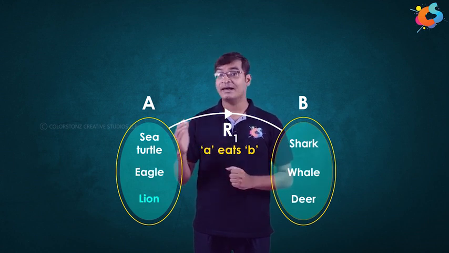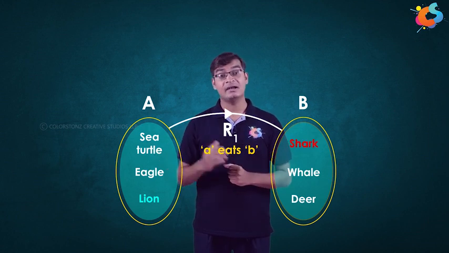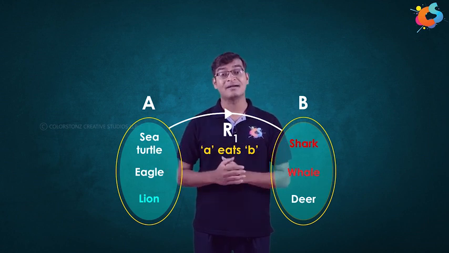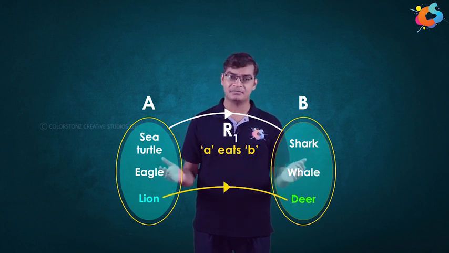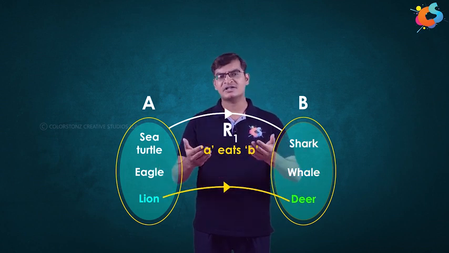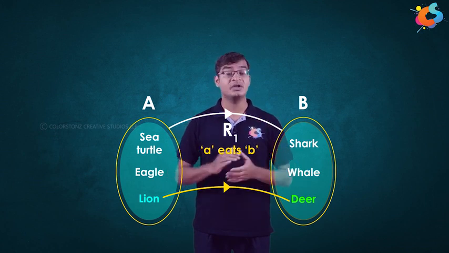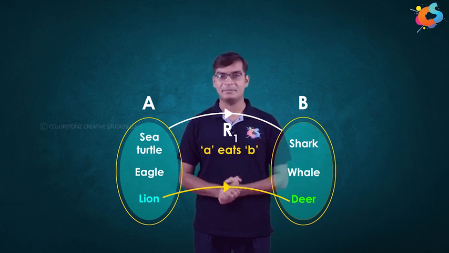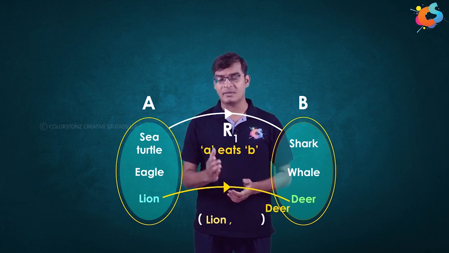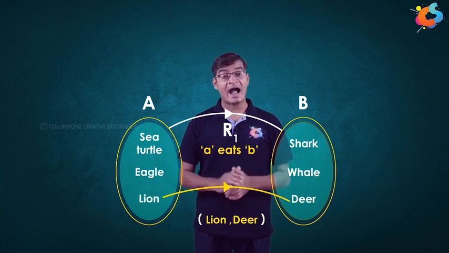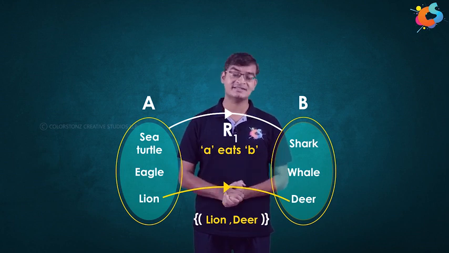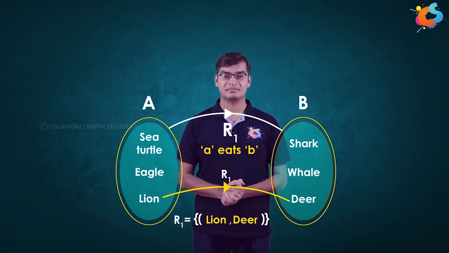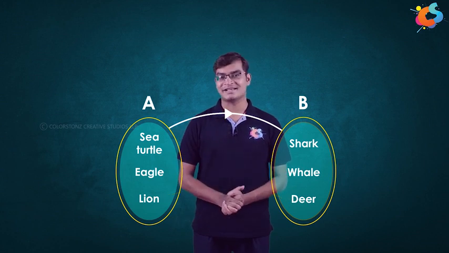And lion does not eat shark, lion does not eat whale, but lion eats deer. So therefore, lion to deer. Mapping will be there, and corresponding to this mapping, there will be an ordered pair. So therefore, lion comma deer is the ordered pair, and this, if you are putting in a set, then that set is R1. Okay. Now let us take the next example.